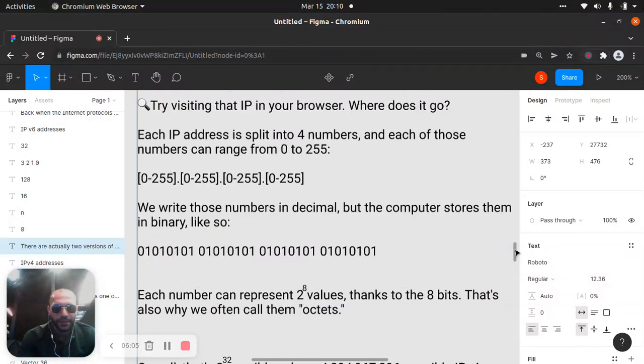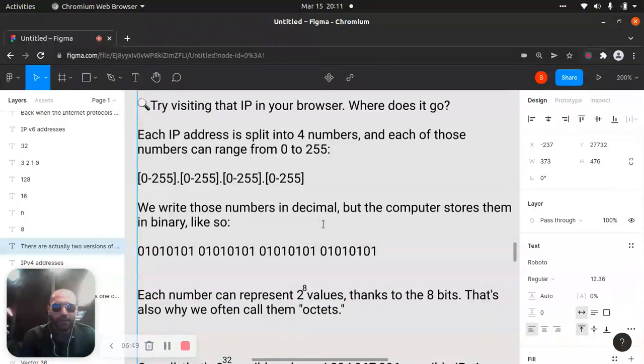Each IP address is split into four numbers, and each of those numbers can range from 0 to 255. We're talking about 8 bits, right? 2 to the power of 8 is 256, but we're talking about 255, because 0 is also a number there. So in four numbers, in four ranges, we can see 255, 255, 255, 255 all the way. Each number's possibilities can go up to 255.